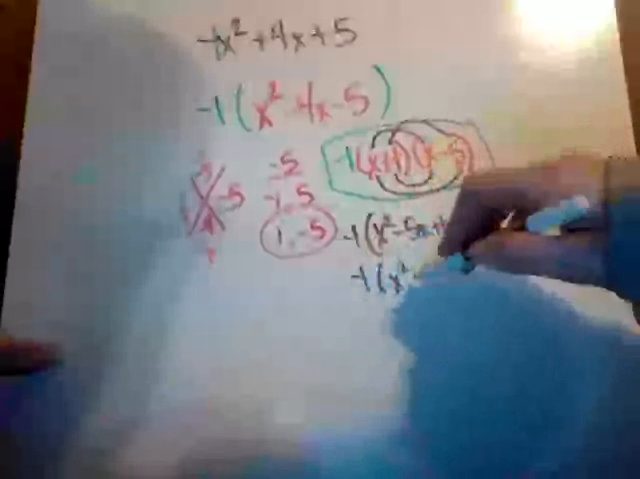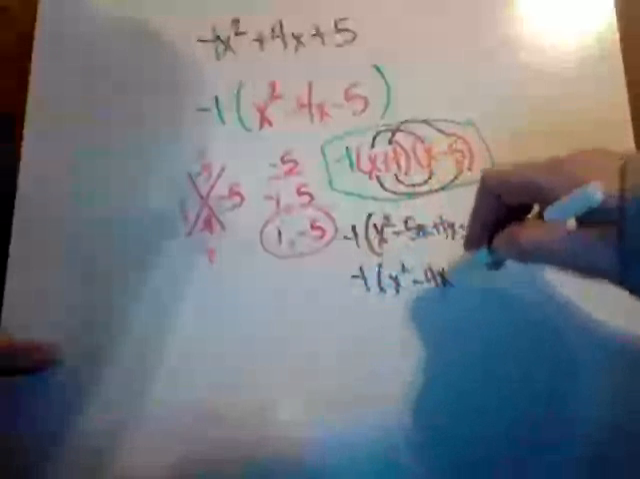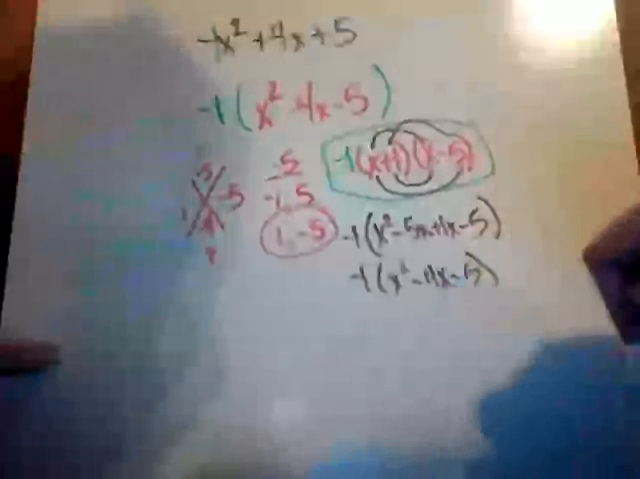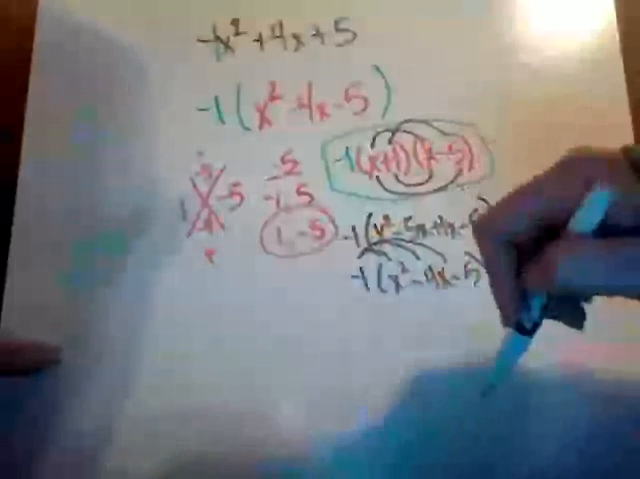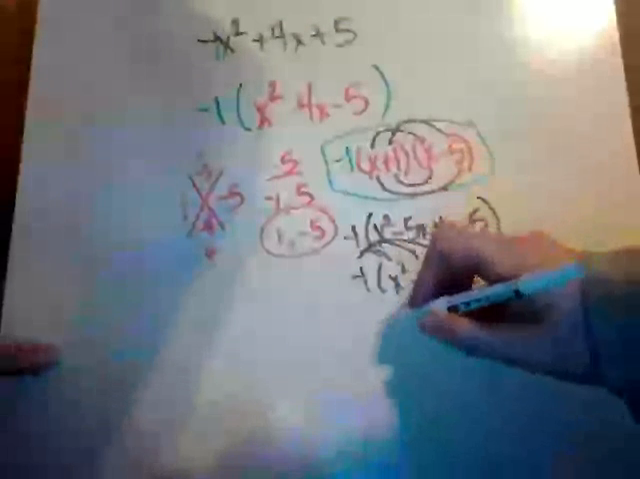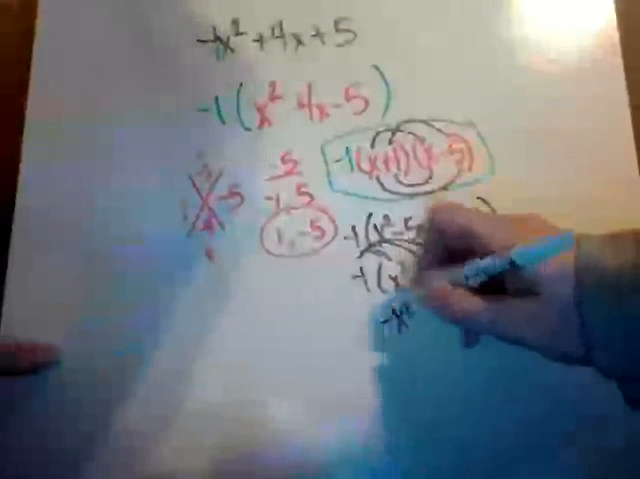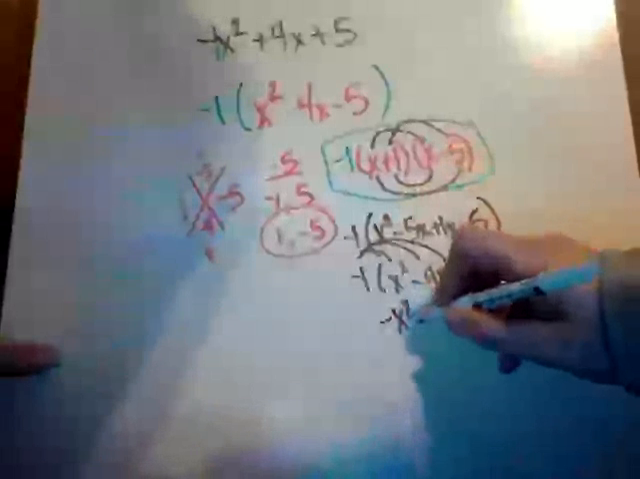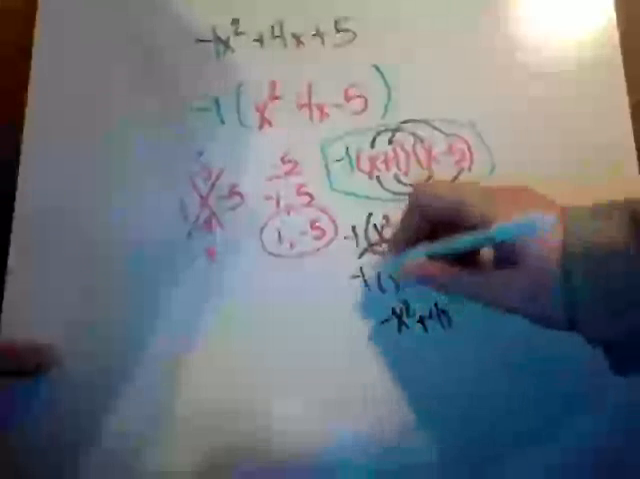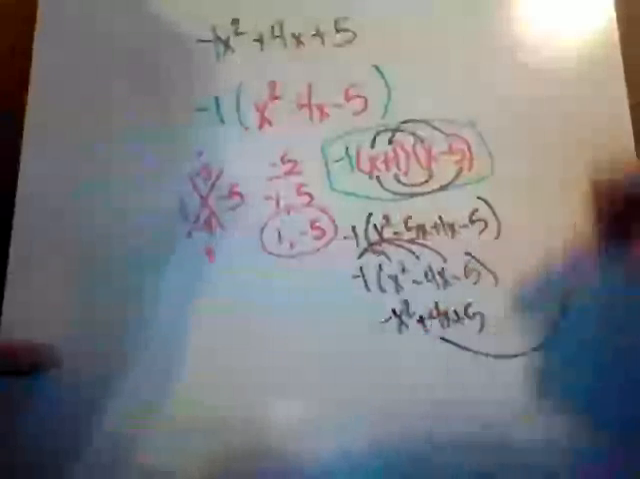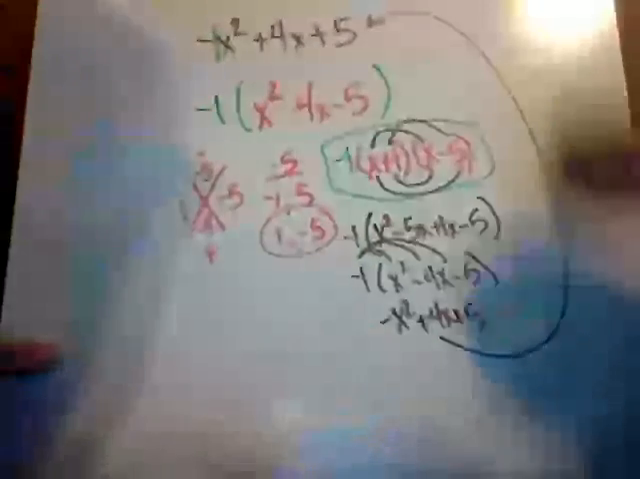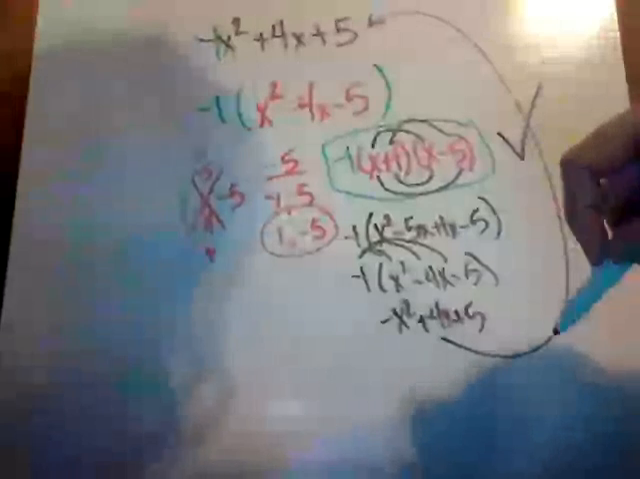When I combine my like terms right here, I get a negative 4x. Then we distribute the negative 1 through the parentheses. Negative 1 times x squared gives me a negative x squared. Negative 1 times negative 4x is positive 4x. And negative 1 times negative 5 is positive 5. Since this matches what we started with, we know that we had the correct answer.